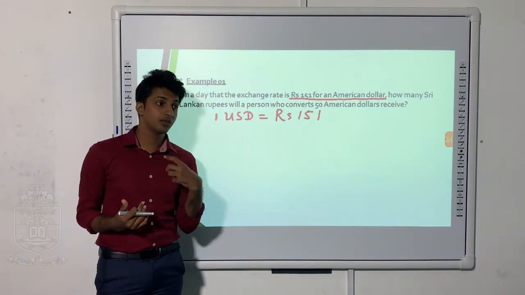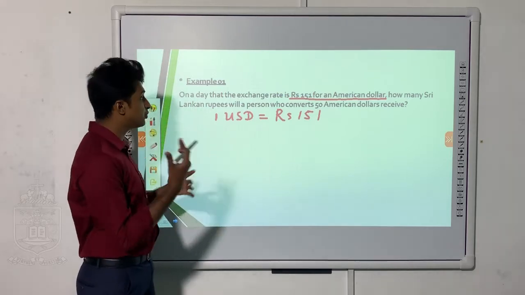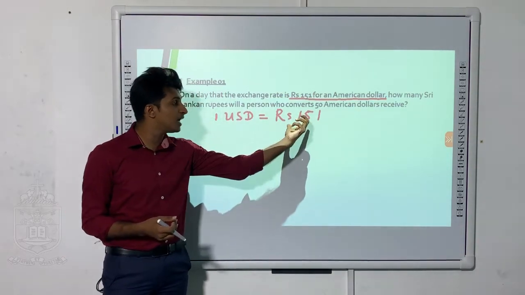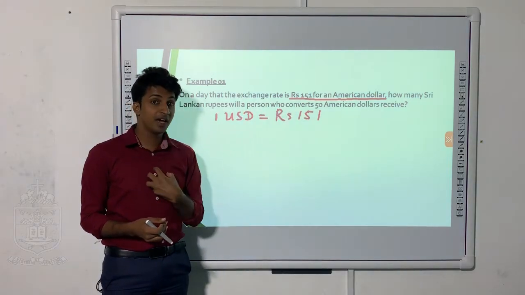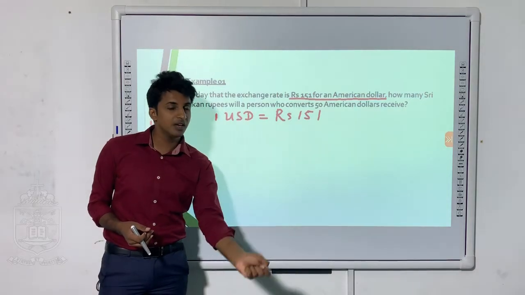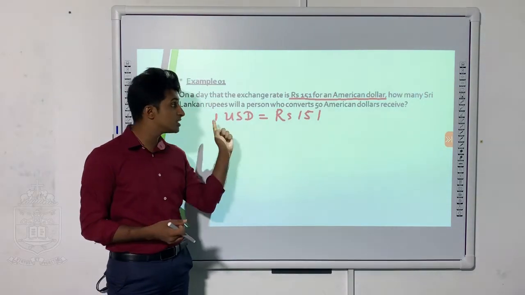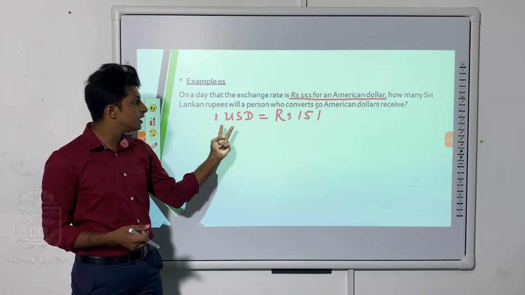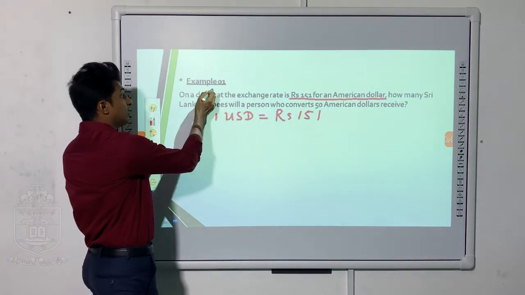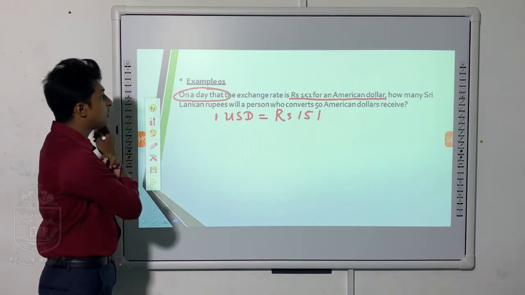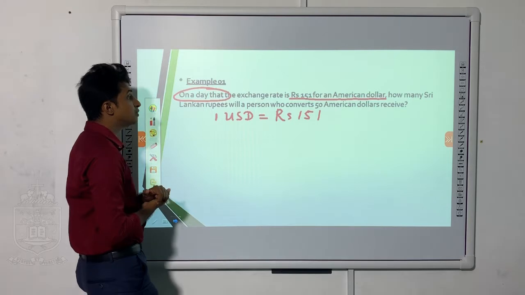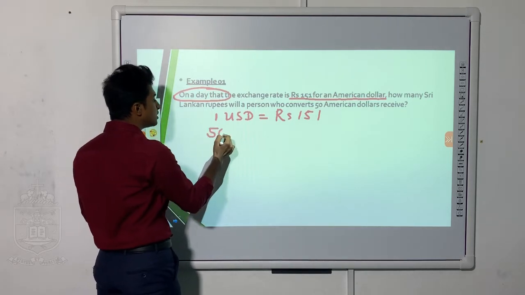If I'm going to America, or going to another country especially, and I want to convert the amount I have into American dollars, if I have 151 rupees with me, when I give it to the exchange person, he will give me only one American dollar. That is the meaning of this. One American dollar or one US dollar is equal to 151 rupees on that day. How many Sri Lankan rupees will a person who converts 50 American dollars receive?